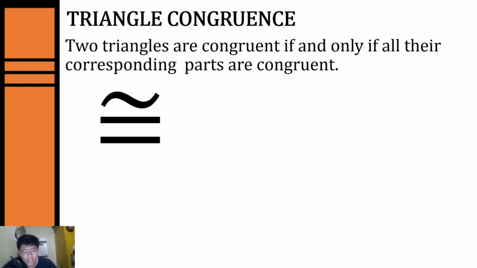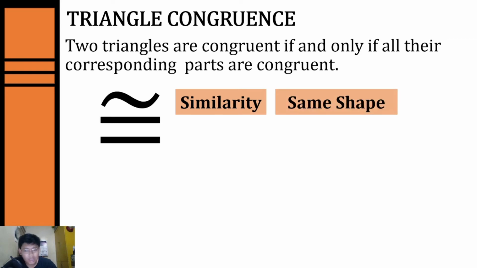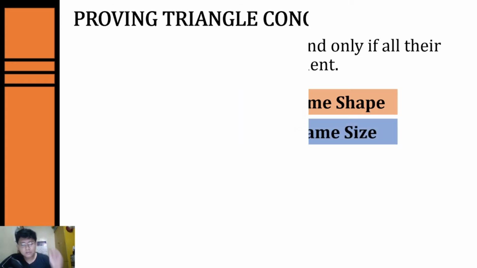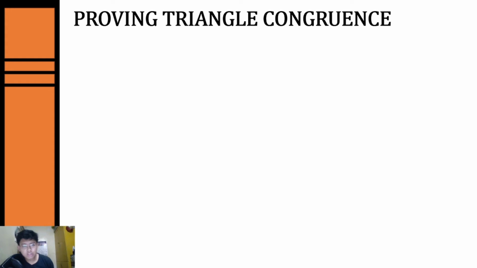The squiggly line represents the similarity of the two figures. It means they have the same shape. Now the equal symbol represents equality. The measurements of the corresponding parts are the same, so they have the same size. Here are some postulates and theorems that can help us in proving triangle congruence.